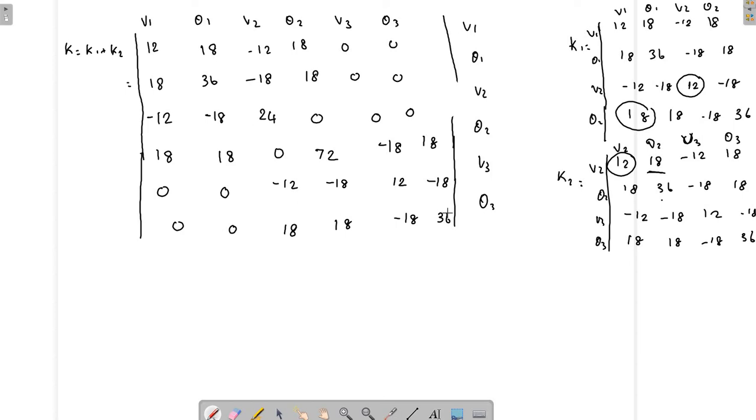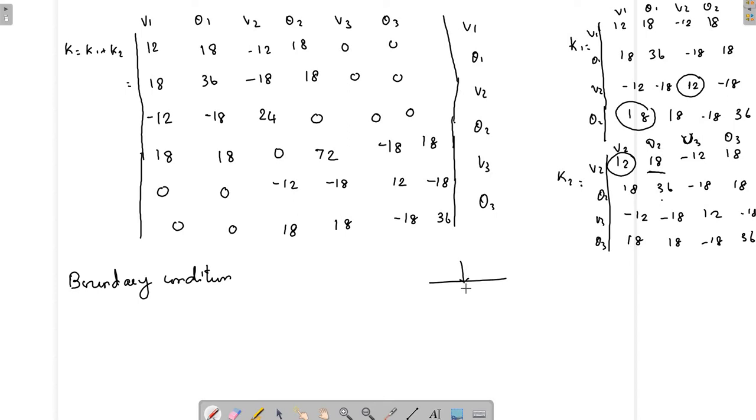So we have combined all the values to get the overall stiffness matrix. So we got the overall stiffness matrix. So next one, the boundary conditions, with the available loading condition.